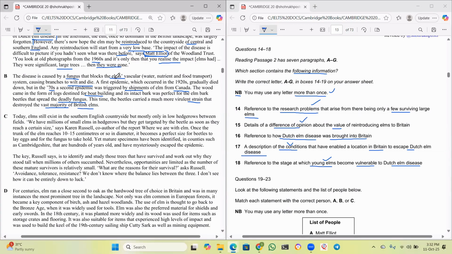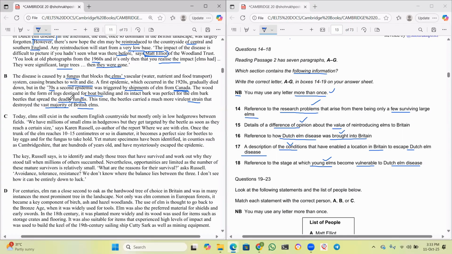Now here he spoke about how the disease was brought into Britain, right? We read something in the question: reference to how Dutch elm disease was brought into Britain. How it came into Britain? See, the first epidemic was in the 1920s. In the 70s, the second epidemic was triggered by the shipments from Canada. So from Canada, some shipments of elm came. The wood came in the form of logs destined for boat building, and its bark was perfect for the beetles that spread the deadly fungus.